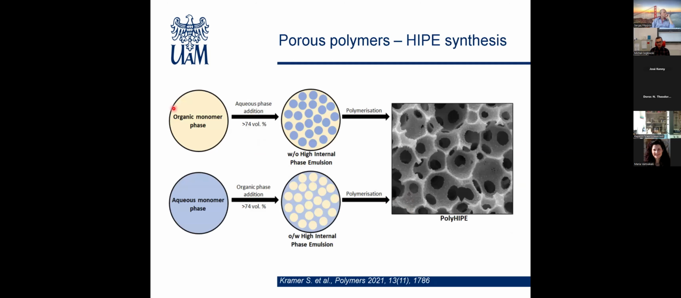And the second type of polymers I work with are HIPE polymers, so high internal phase emulsion polymerization. Basically, it works like this: we have an organic phase in which we have the monomers dissolved. We add the aqueous phase in quite a high amount, over 74 volume percent. And the organic phase makes a continuous phase between the droplets. And then we start the polymerization. The polymerization only occurs in the organic phase.